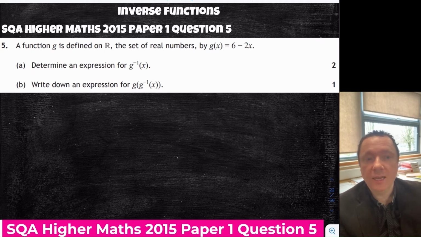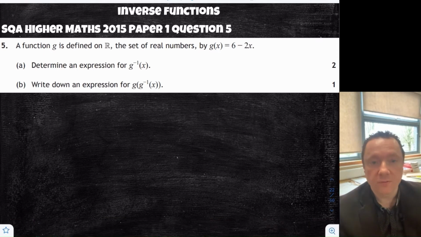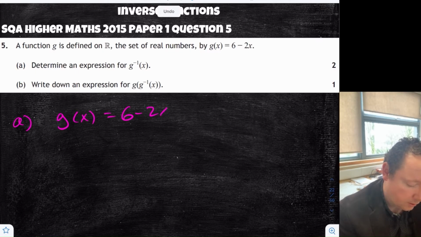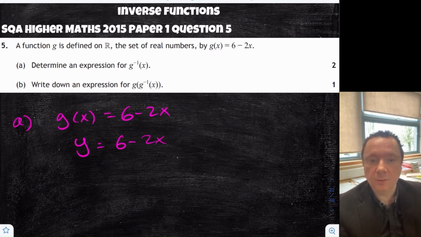Inverse functions. SQA Higher Maths 2015, paper 1, question 5. A function g is defined on the real set of numbers by g of x is 6 minus 2x. Determine the inverse function for g. So for part A, there's a few ways you can do this, but I'll write it out the way I do. 6 minus 2x. I'll just let's say that's y equals 6 minus 2x.